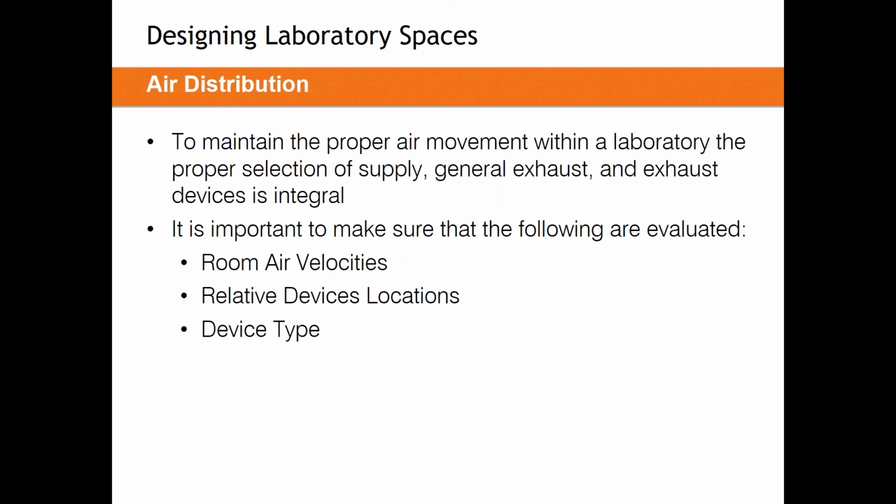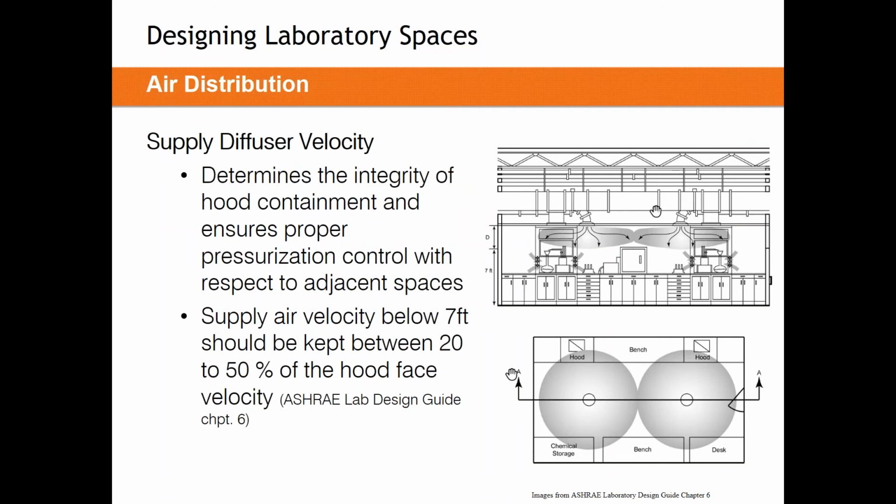We need to make sure we evaluate it on three fronts. We need to look at room air velocities. We need to look at the locations of devices relative to each other. Now, when I say that, I don't just mean one diffuser to the next. I mean one diffuser to the next and to fume hoods and equipment and things like that. We also need to look at our device type. When we're looking at our supply diffuser selection, we have to make sure they're not negatively impacting our fume hoods.